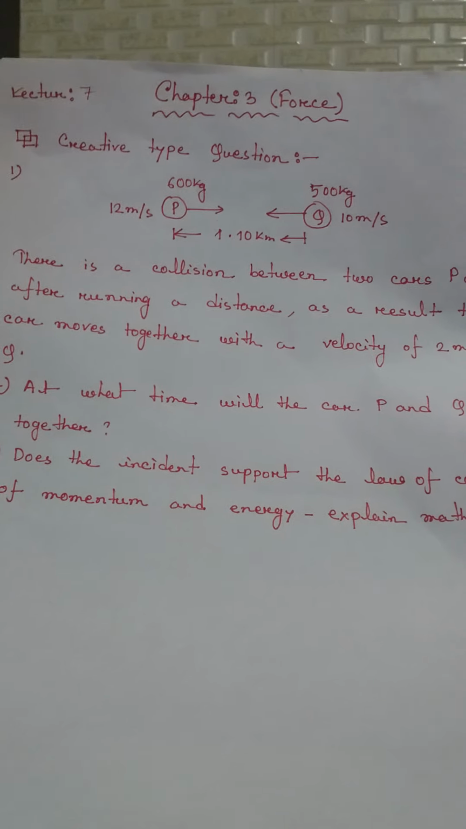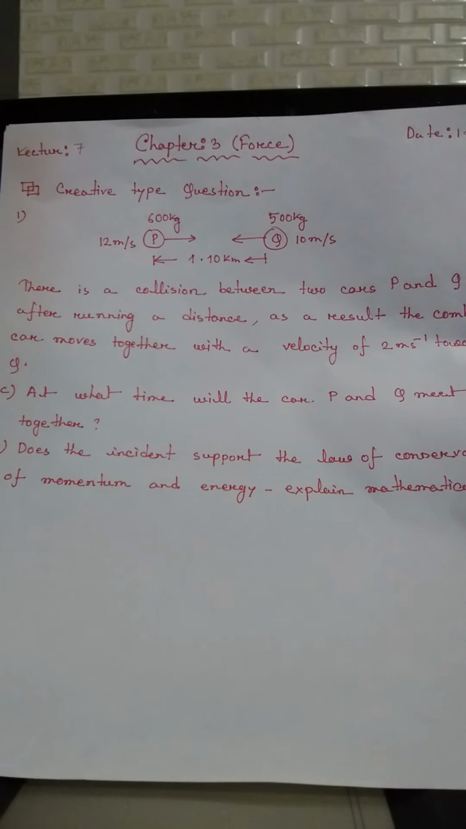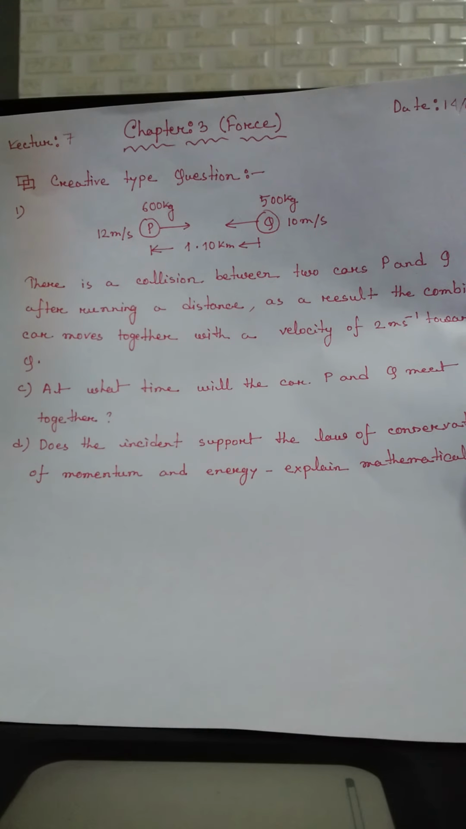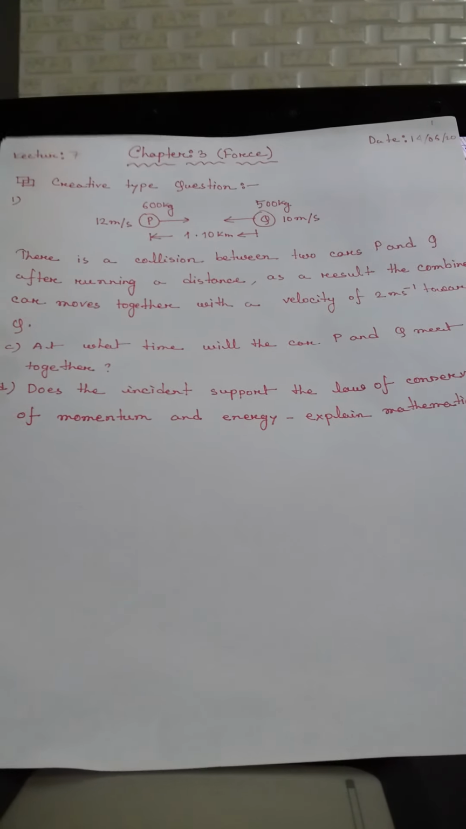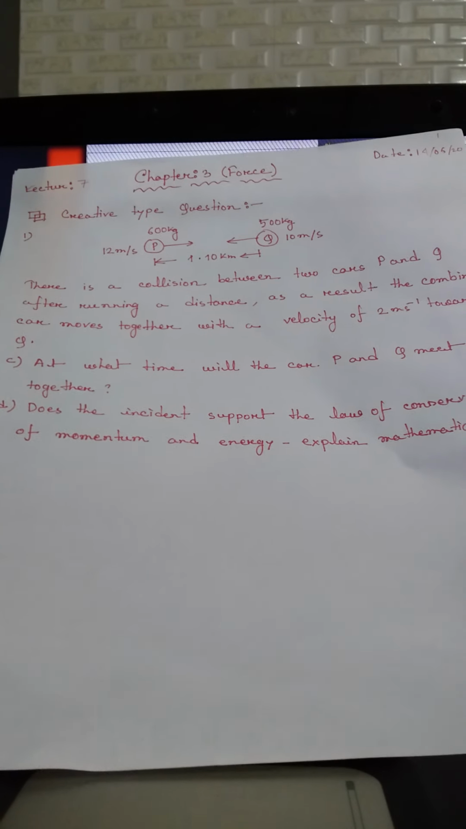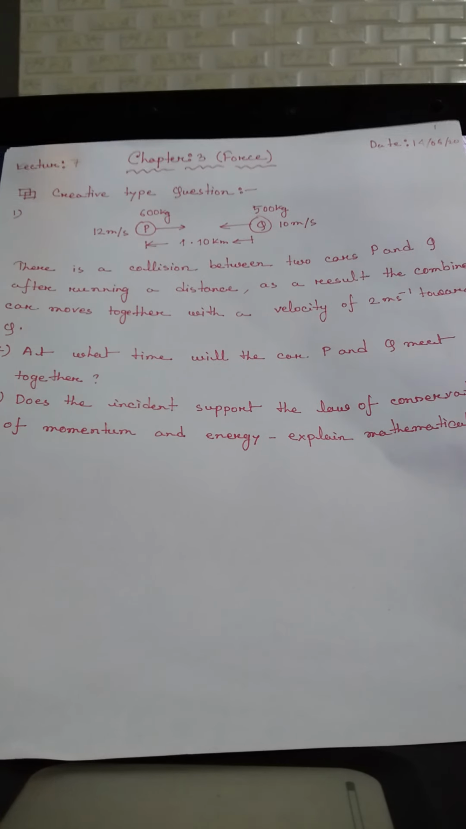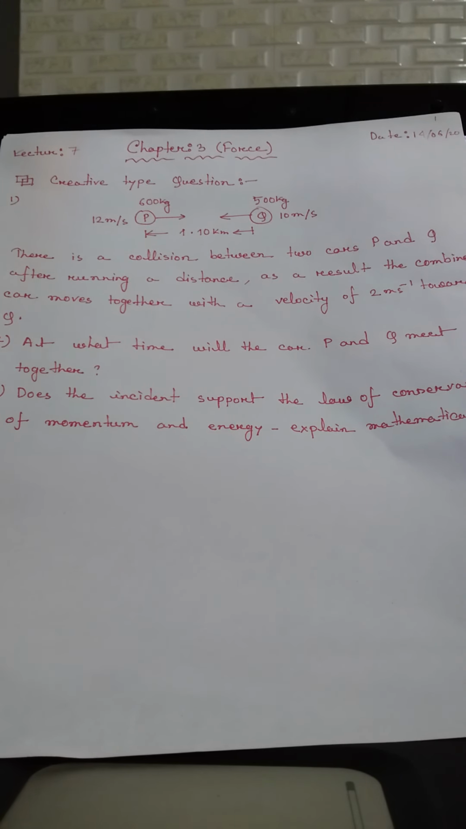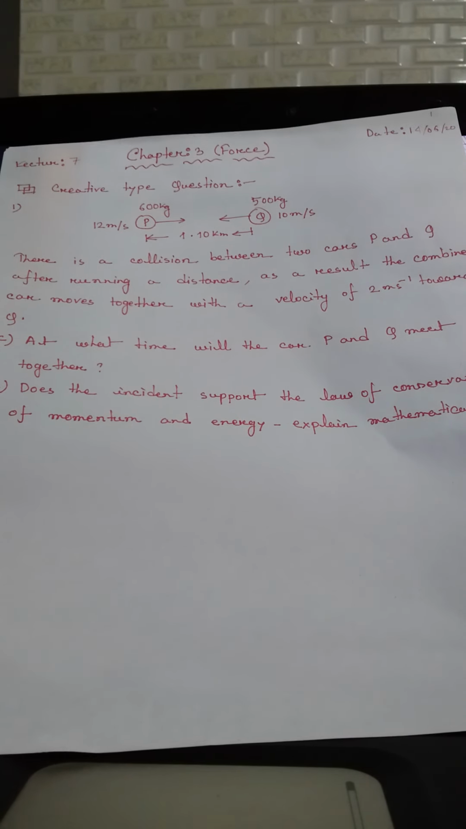There are some writings also. There is a collision between two cars P and Q after running a distance. As a result, the combined car moves together with a velocity of 2 meter per second toward Q. That means after collision, they will have a combined velocity, and that velocity will be 2 meter per second, and the combined velocity will move towards Q.